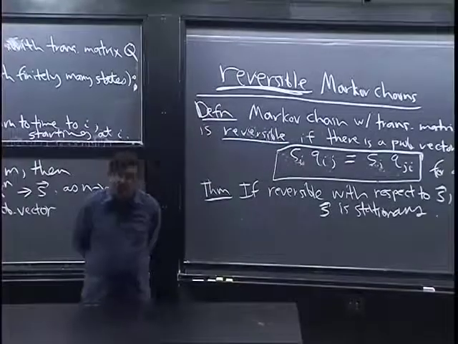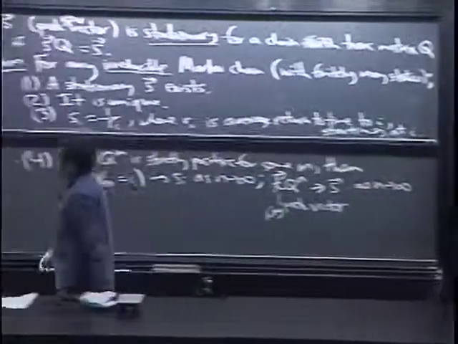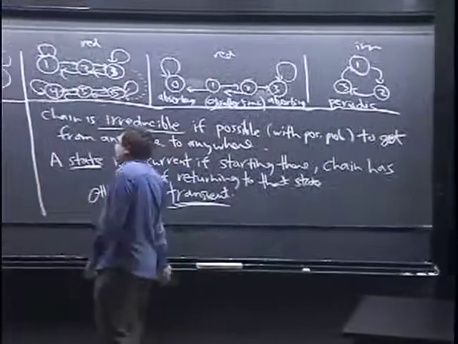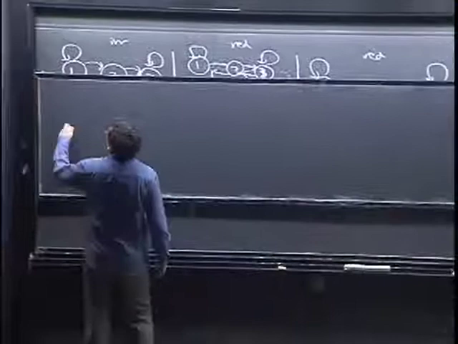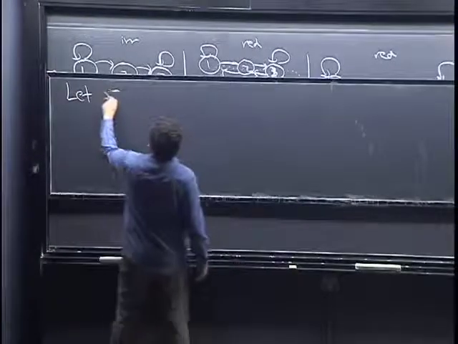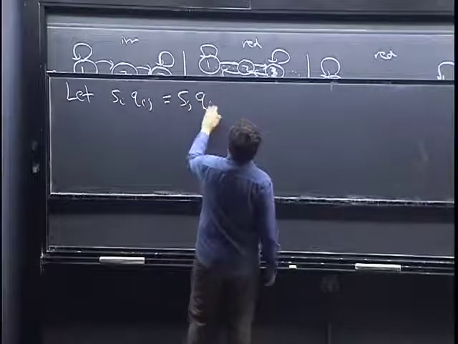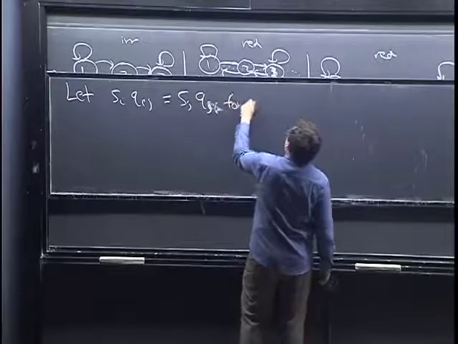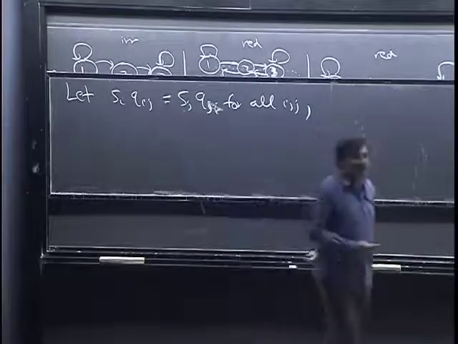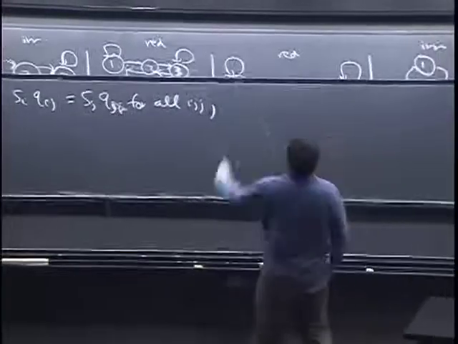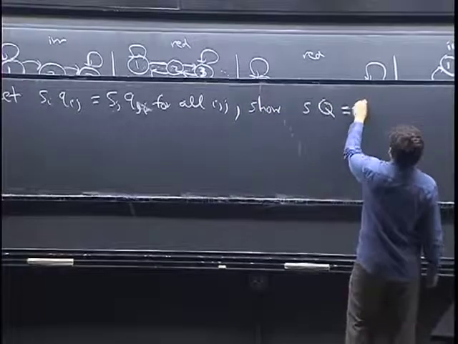All right, so let's show that if this is true, then in fact S is stationary. It's a quick proof, and it's good practice with this concept. So, suppose that S_i Q_ij equals S_j Q_ji for all i, j. So we've found this S that makes it reversible. We want to show that, in fact, S is stationary. So we want to show that S times Q equals S. That's the definition of a stationary distribution.